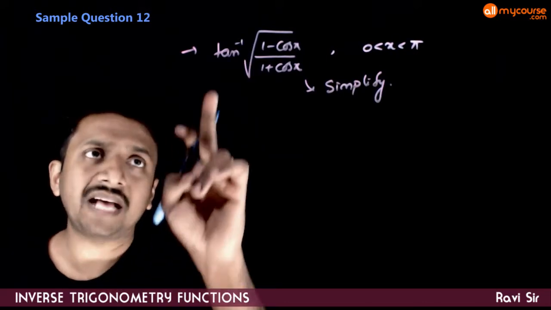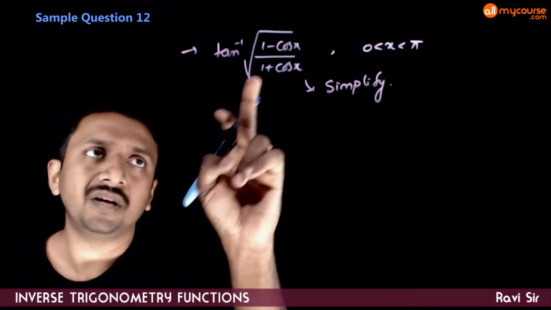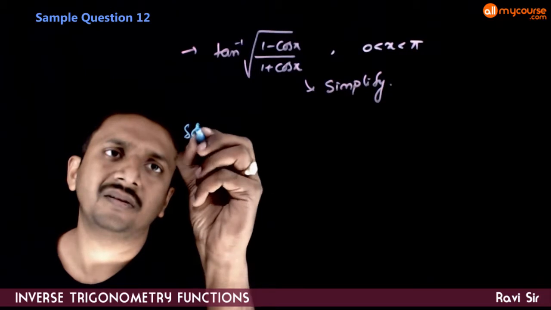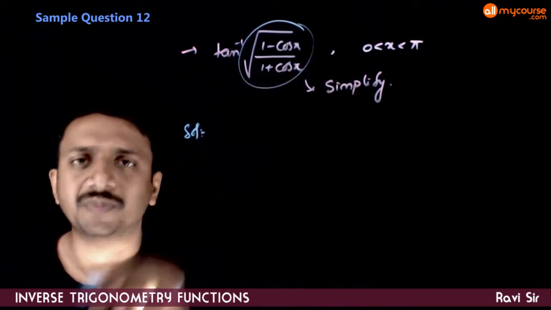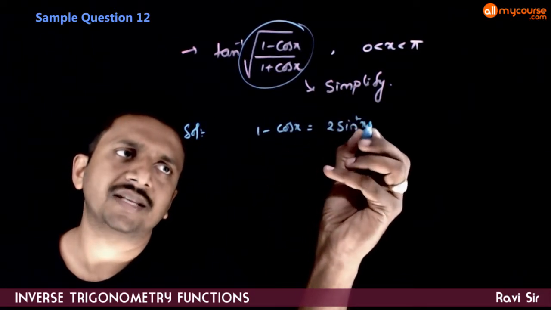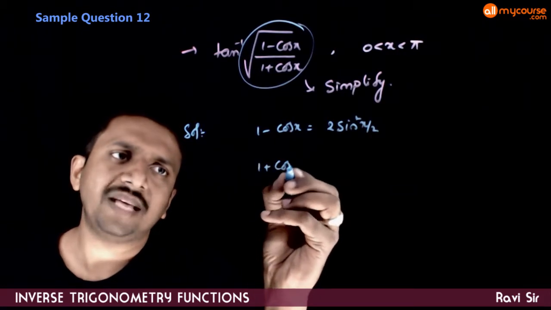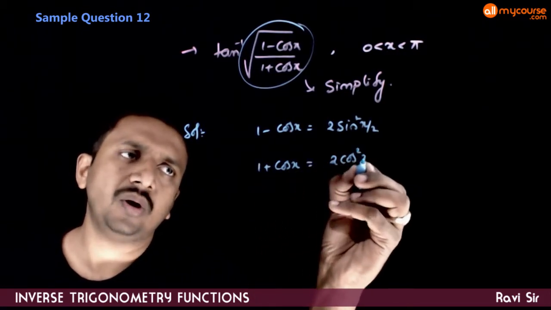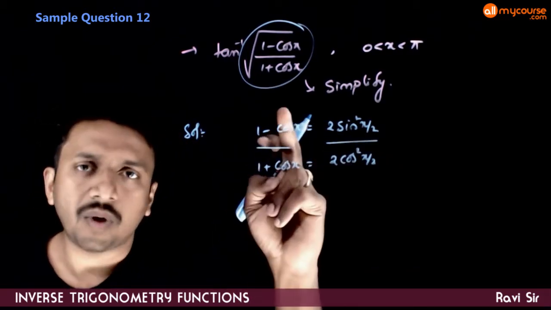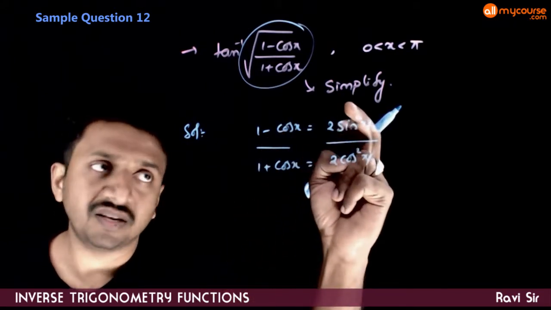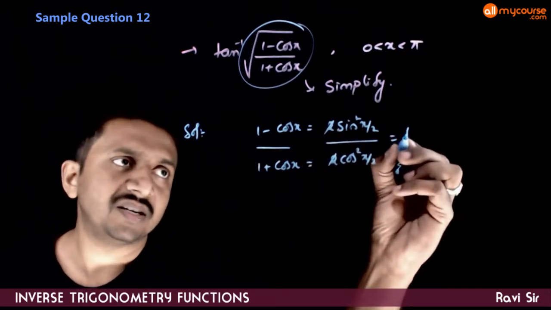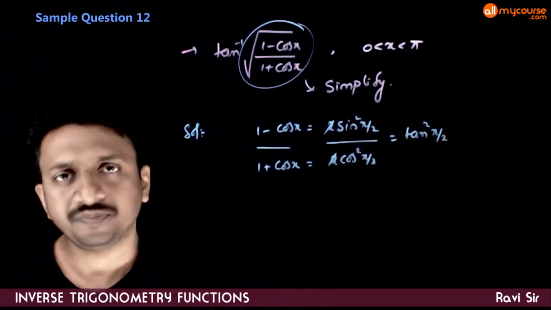In this question, we are asked to simplify tan inverse of root of (1 minus cos x) by (1 plus cos x). So this is a very straightforward expression. 1 minus cos x is 2 sin square x by 2. 1 plus cos x is 2 cos square x by 2. So if you divide one with the other, (1 minus cos x) by (1 plus cos x) is 2 sin square x by 2 by 2 cos square x by 2. It is tan square of x by 2.